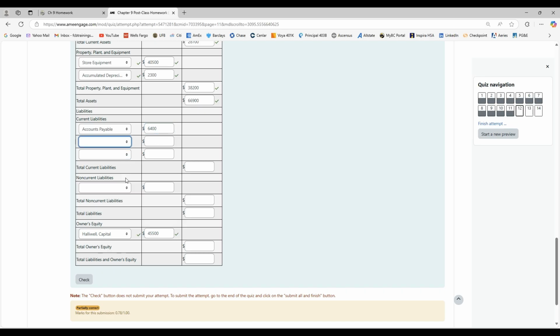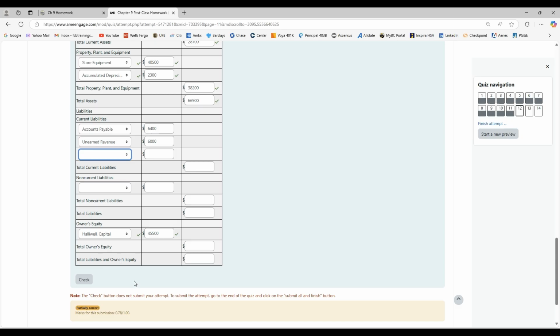And then what else do we have as far as liabilities go? Unearned revenue, I think, is going to be our next one here. And that was 6,000. And now we need to figure out, trying to see if I'm missing any other ones here.